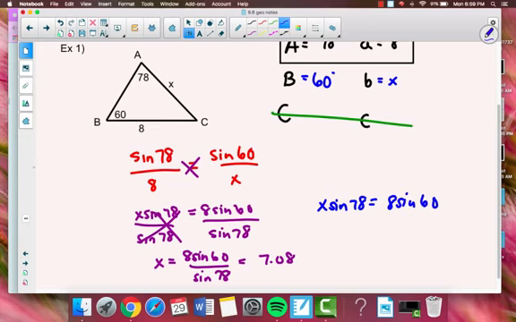So I'm just rewriting this with decimal answers. In your calculator, you could take 8 sine of 60. That's going to get you 6.9282. And then sine of 78 is going to get you 0.9781. So x times 0.9781. And then I can just divide both sides by that decimal.